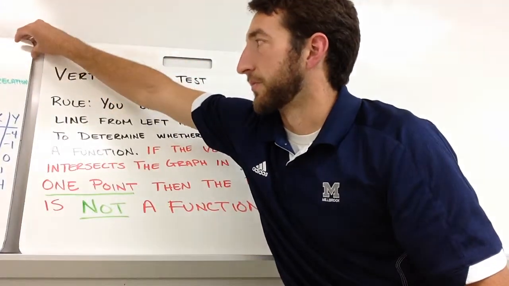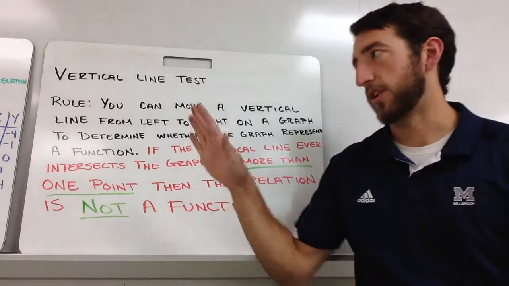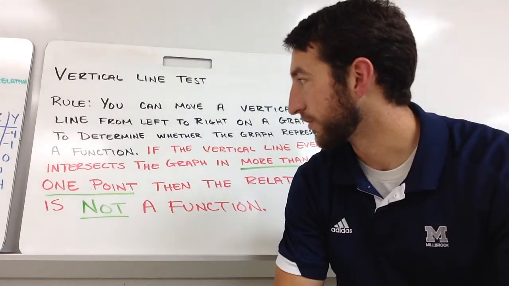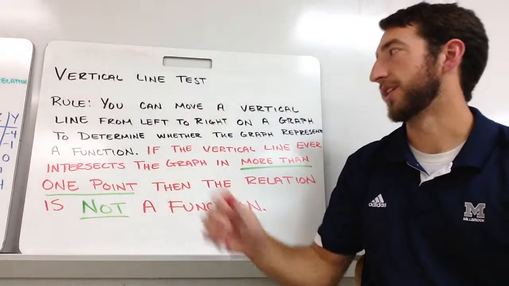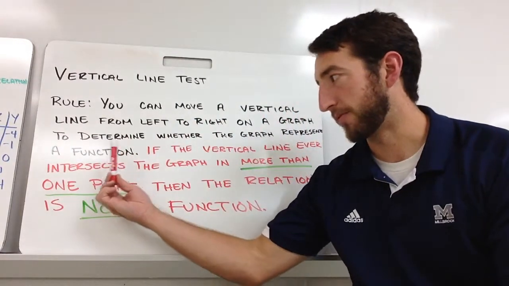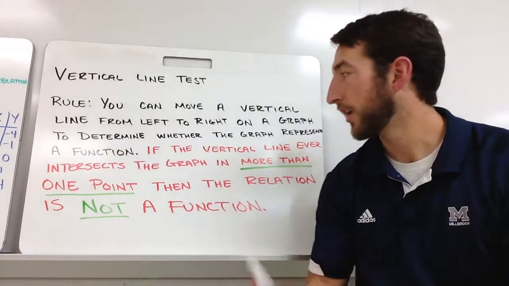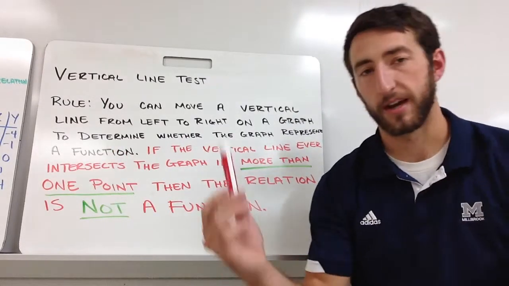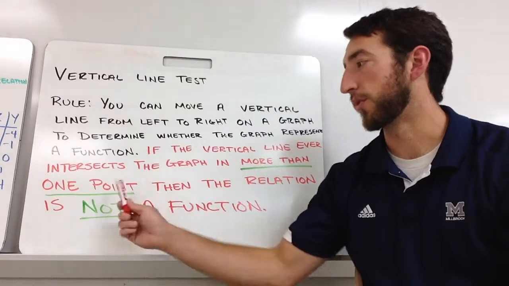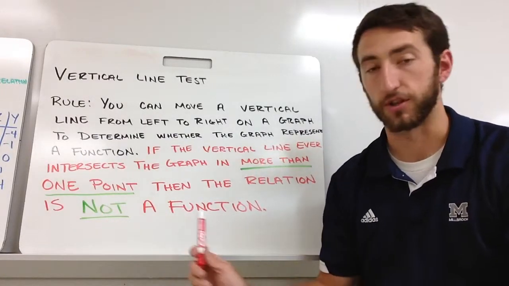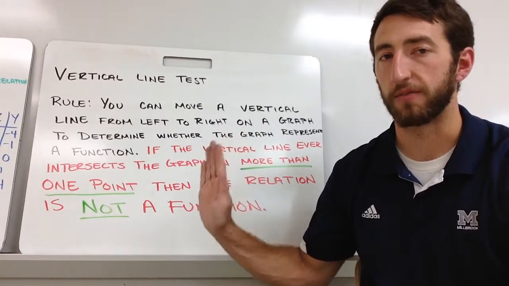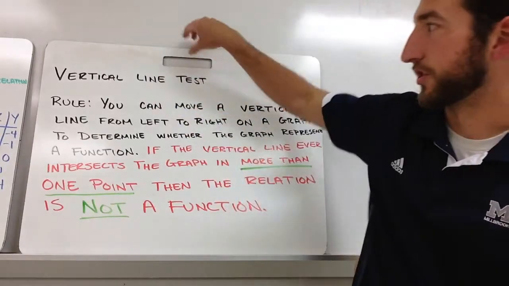All right, another way we can tell if something is a function, and this is all based on the definition that we had where we had exactly one output value for each input value, is called the vertical line test. You can move a vertical line from left to right along a graph. So pretend that you have your pencil, you're going to hold it vertically along a graph and just move it from left to right. If the vertical line ever intersects the graph in more than one point, then the relation is not a function. So let's look at some examples of that.